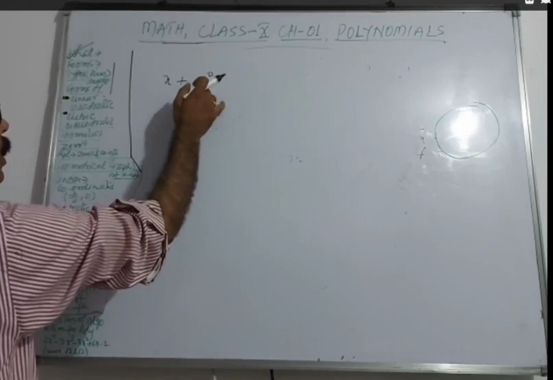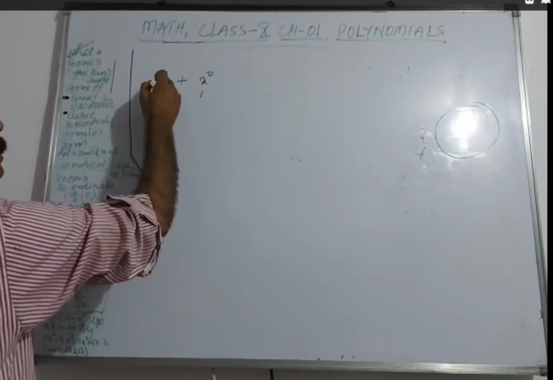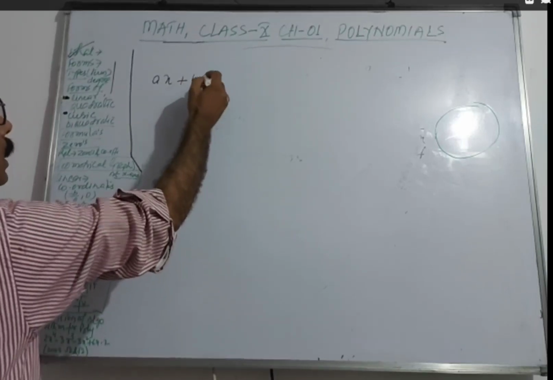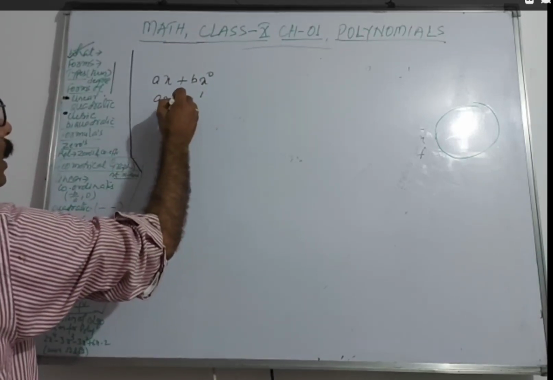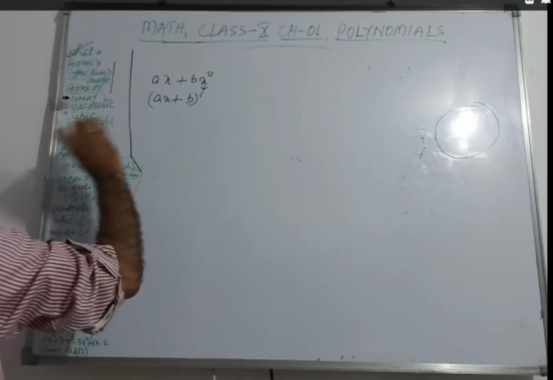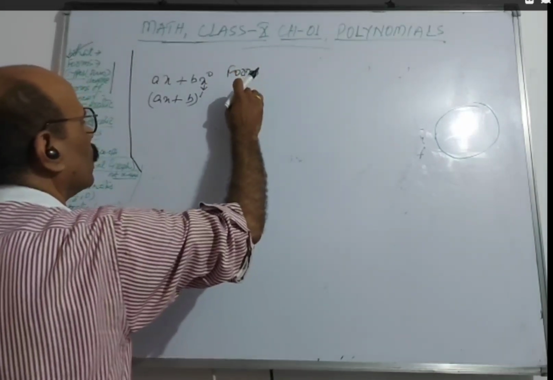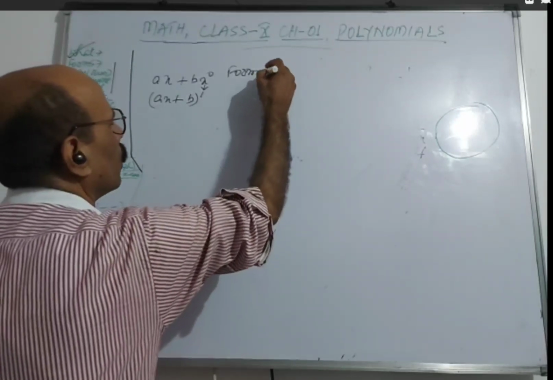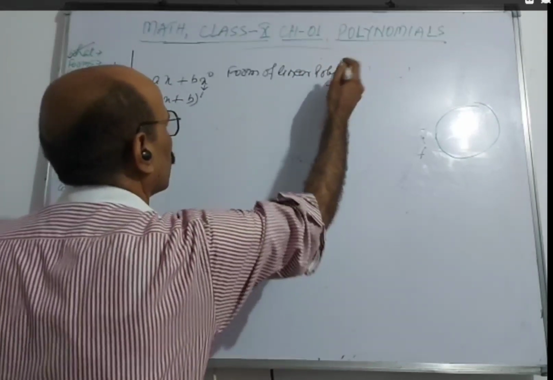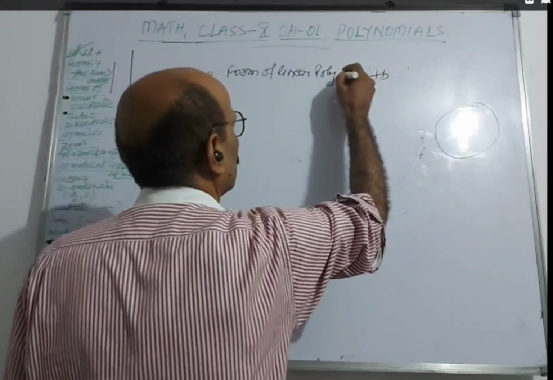This real form will be what? X to the power 0 means 1. That means only the coefficient. So here some coefficient might be there. So ax, next will be bx to the power 0. So ax plus, this is 1, so only b. That means the form of a linear polynomial is ax plus b.